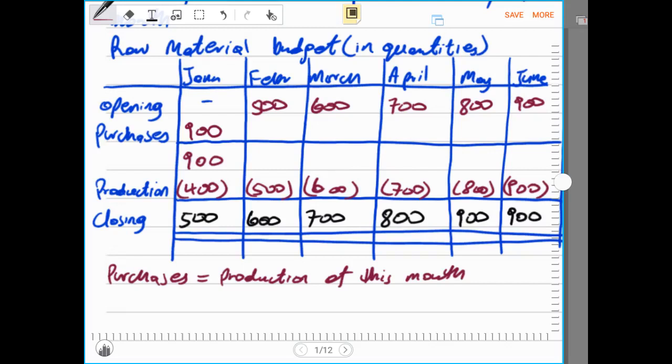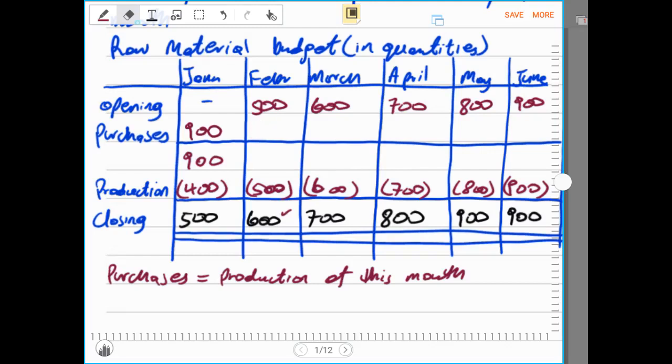So now this is how you must take this question. Why purchase is equal to production of this month? Is because at the end, remember, we need to get to the closing of 600. So now if you say, okay, how much was the production of this month? Production of this month is 500. So now it means if production is 500, then our purchases should be 500.